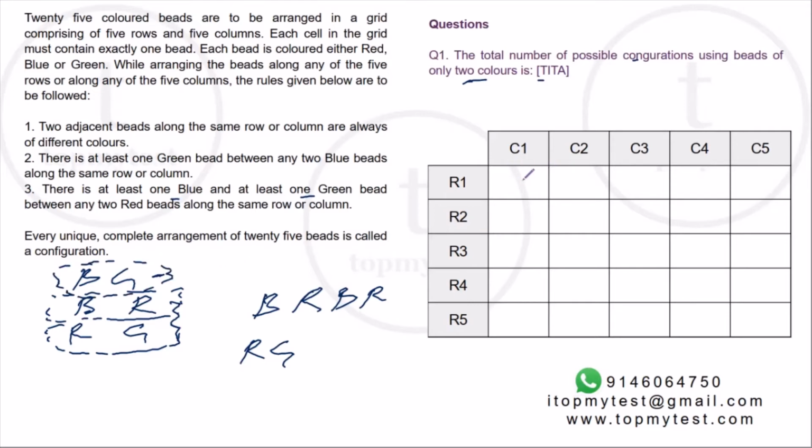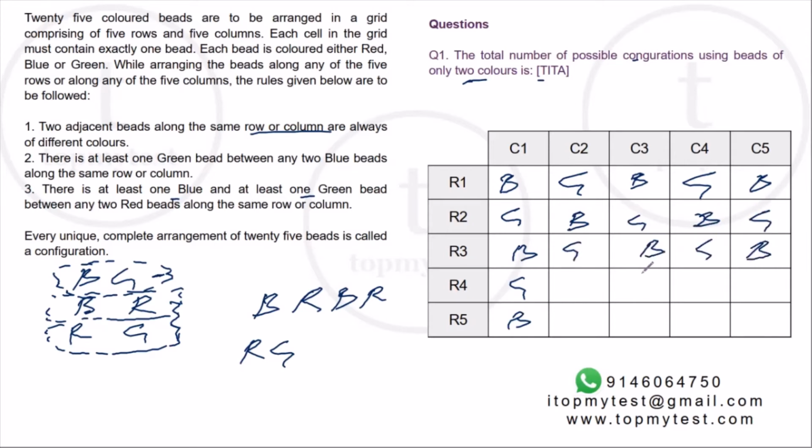Let's start with a blue grid. Okay, so the next one has to be green. The next one has to be blue. Next one has to be green. Next one has to be blue. Does it violate any of the conditions? No. It says two adjacent beads cannot be the same color, or they have to be always different colors. And there is at least one green bead between any two blue beads. This is also satisfied. So this can be green, this can be blue, this can be green, this can be blue. Similarly, I can fill this up with blue, green, this can be green, blue, and so on. So this will definitely fill this up, right? So that is one configuration.